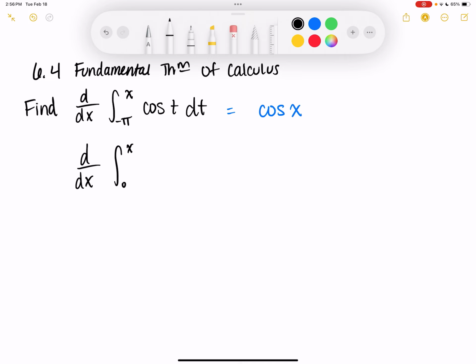If we have d dx of the integral from 0 to x of 1 over 1 plus t squared dt, this is just 1 over 1 plus x squared. So we just replace t with x, and we take out the dt and everything else.